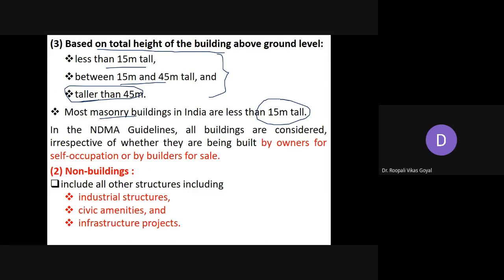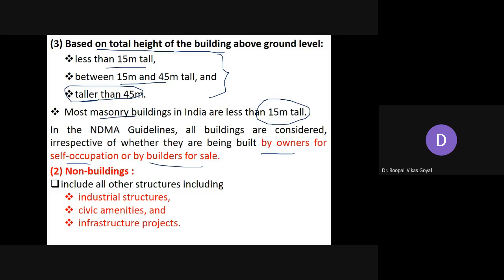So in the NDMA guidelines, all these classifications are given. In the NDMA guideline, all buildings are considered irrespective of whether they are built by owners for self-occupation or by builders for sale. So these laws or building codes that are prepared are common for all. It is not like if you built the structure it will not apply to you, only to builders. So that is for all the buildings.